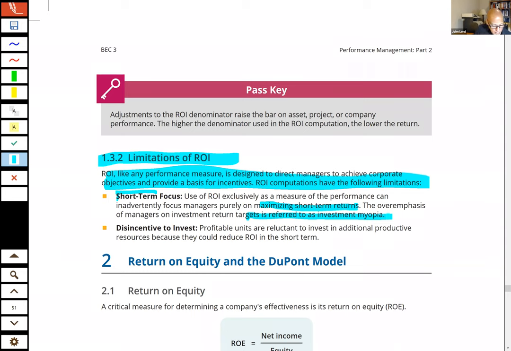And it could be a disincentive to invest. If you know that you're going to make an investment, so you make that investment near the end of the year, there's not time for that investment to generate income.